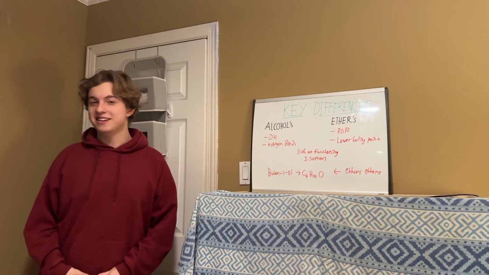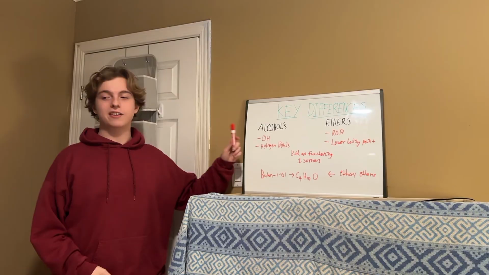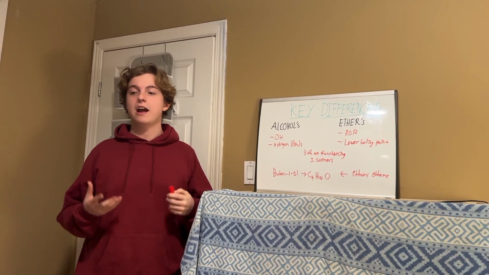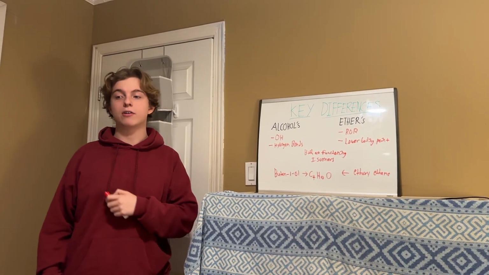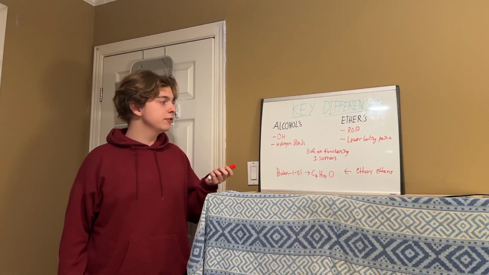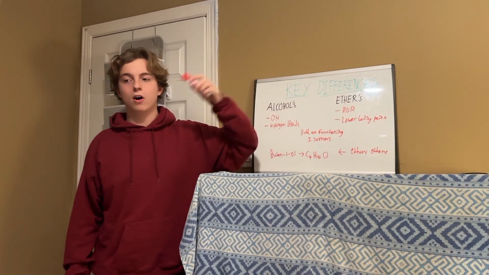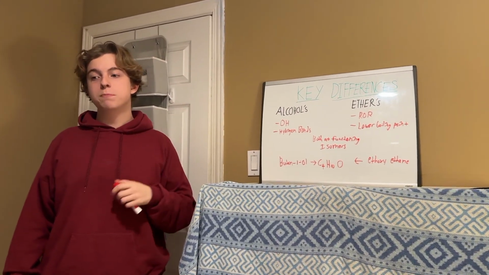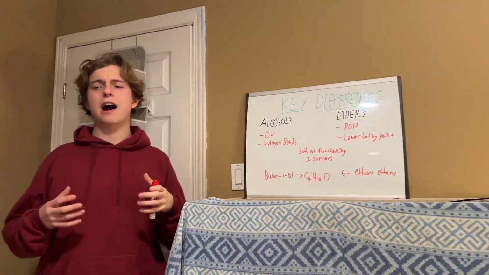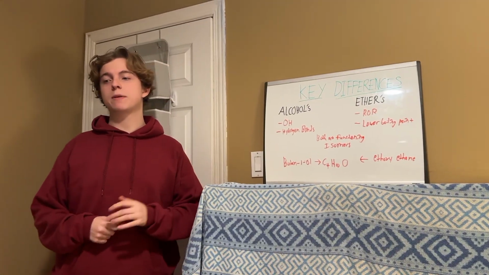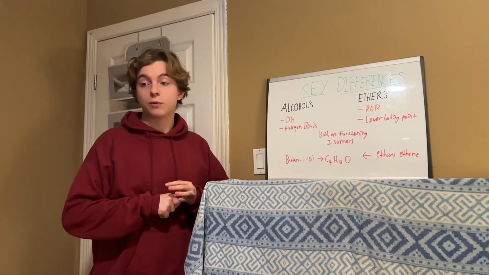Let's summarize the key differences. Alcohols contain an OH group that can form hydrogen bonds, which leads to higher boiling points and greater solubility in water for small alcohols. In contrast, ethers contain an oxygen bonded to two carbon groups, ROR, which means they are less able to form hydrogen bonds with themselves, resulting in lower boiling points and often moderate solubility in water.